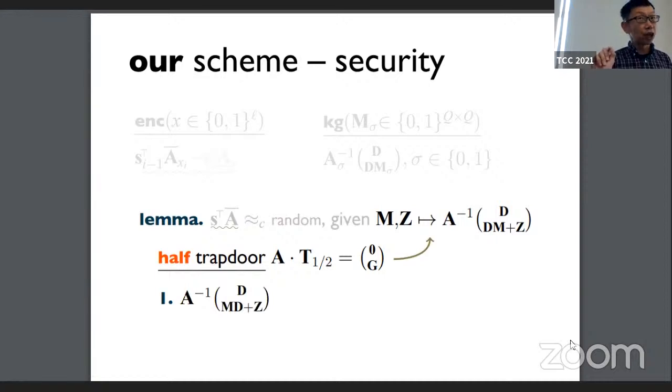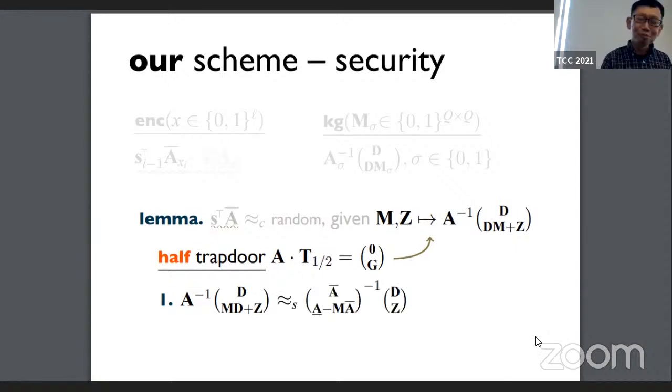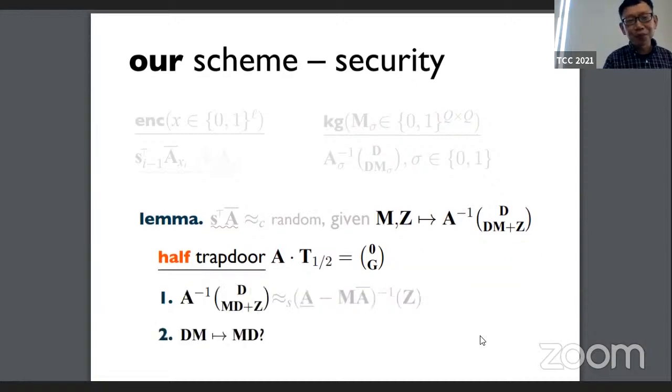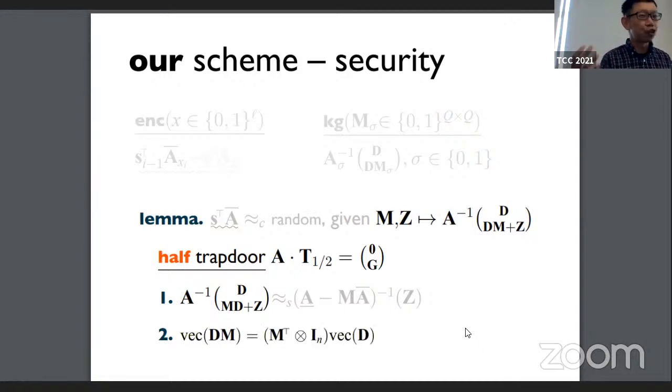First, we show how to sample a related distribution, where instead of D times M at the bottom, you have N times D. All right. This distribution turns out not to be too hard to do. If you know this is your goal in mind, then it follows from more or less standard LWE techniques. So we'll skip this part. And then the second step lies in bridging this gap between M times D and D times M. The way we do this is we use this vectorization operator from linear algebra that essentially allows us to switch the order of multiplication from D times M to N times D, and then we can reduce to the previous case.